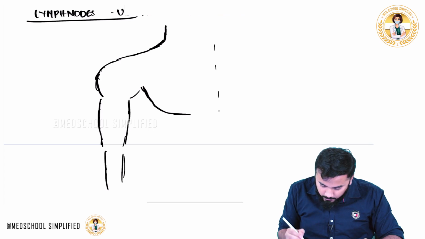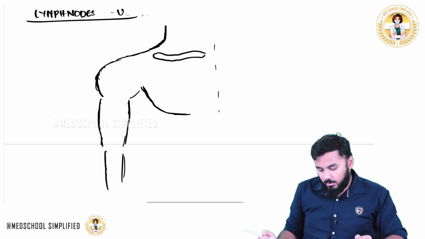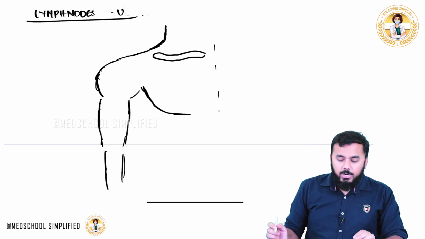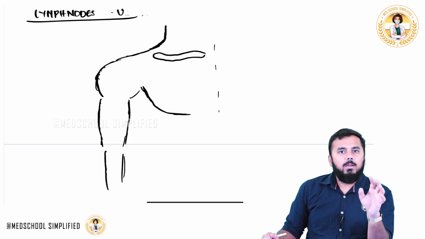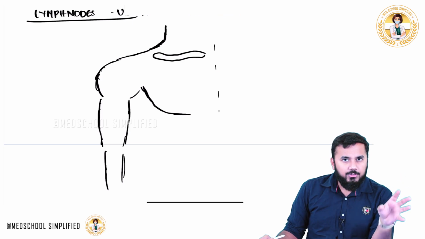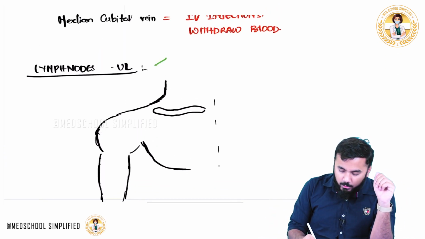Okay, right, so here we have got your clavicle. Now look here very carefully. The first important thing is that the upper limb lymph nodes are divided into two groups. One is called the superficial lymph nodes, another one is called the deep lymph nodes.